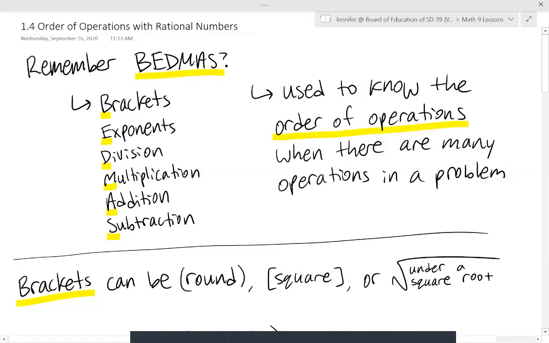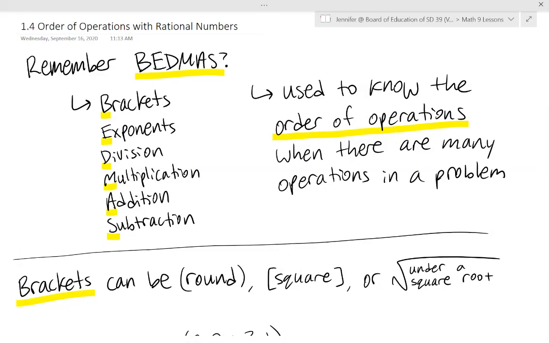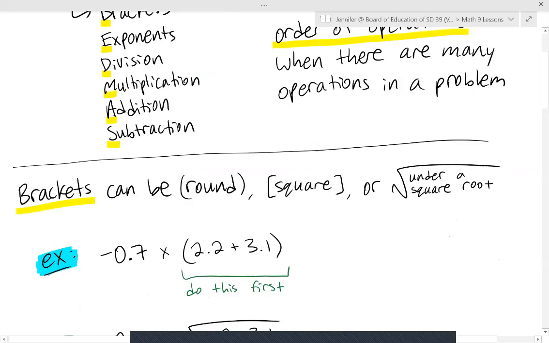So this section also combines everything we've learned so far in the chapter. So addition, subtraction, multiplication, division of rational numbers in either fraction or decimal form. And now we can have multiple of these operations happening in the same question. So let's review each part of BEDMAS.